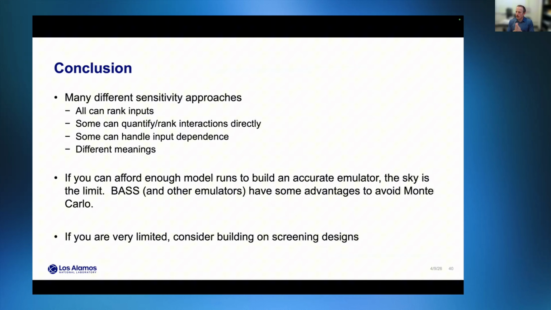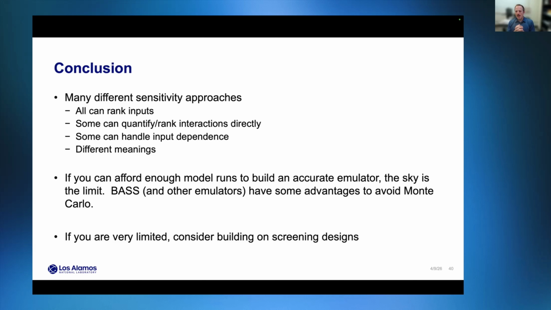All right, so, conclusion. There are many different sensitivity approaches. They all can rank inputs for you. Some can quantify interactions. Some can handle input dependence. They all have different interpretability and can be useful in different ways. I can get into some of the complicating factors like functional response and some of the more complicated parts of input dependence. And also, there's a world of second level sensitivity: how sensitive is my sensitivity analysis to my input distribution choices? All those are active areas of research.